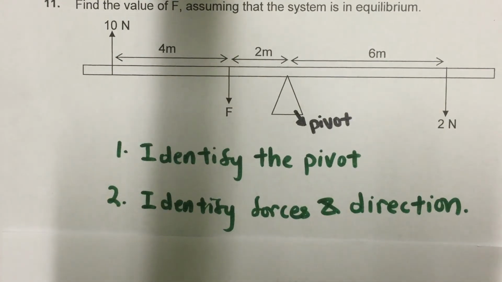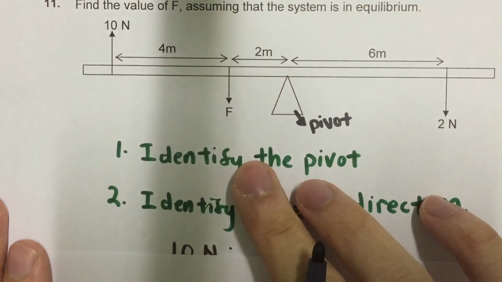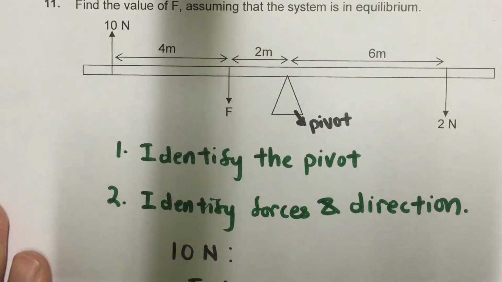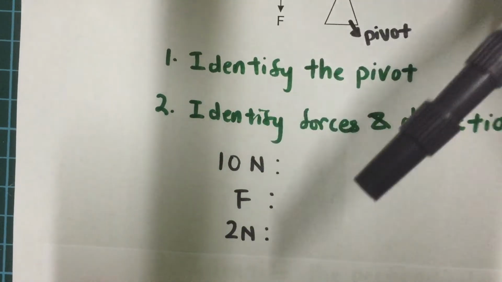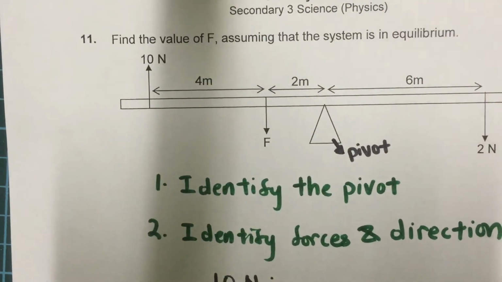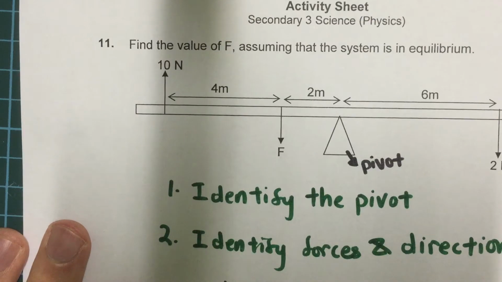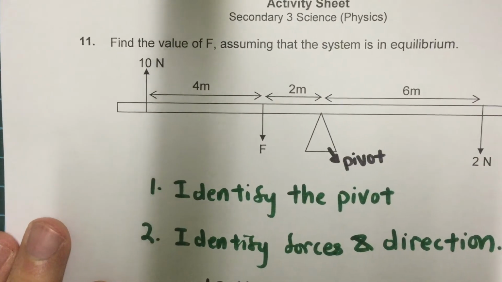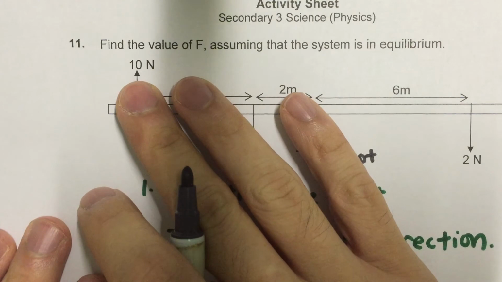As you can see here, the 3 forces that are involved in this question are the 10 Newton, F, and the 2 Newton. So the next thing that we need to do will be to identify the direction for the forces. Now let us take some time to identify the direction of the forces. Have you finished identifying the direction of the forces? Let's start from the 10 Newton force. What do you think is the direction of the 10 Newton force?